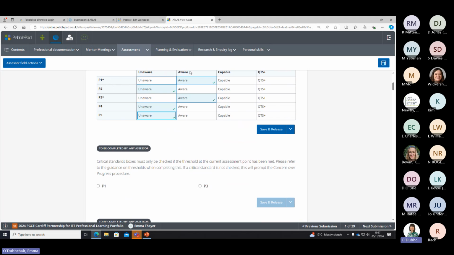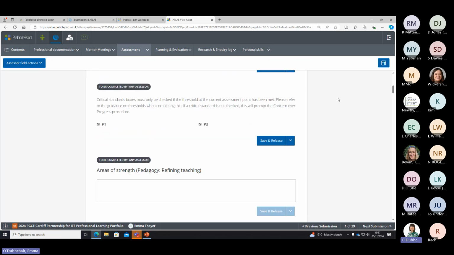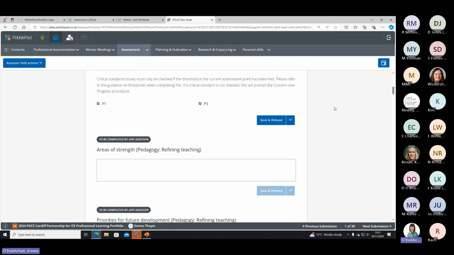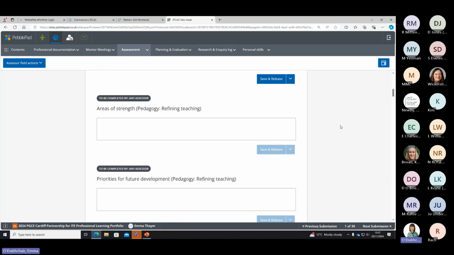So at the moment, this hypothetical student teacher is at aware for P1 and aware for P3, which means that they're meeting the threshold. So I'm also going to tick here that those two critical elements have been met at the expected threshold. It's really important that you do it. It's sort of a belt and braces approach to us making sure that the student teacher is on track, is meeting the threshold, and to intervene if there are any concerns.